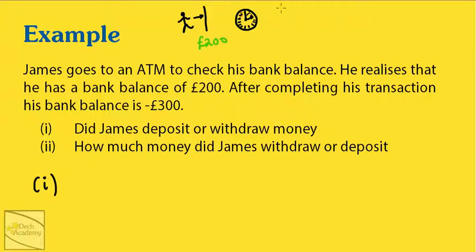And then his balance changes to, so he's done with this transaction, his balance is now minus £300. So what took place between this moment in time and this moment in time that caused the bank balance to change from £200 to minus £300? Clearly he withdrew money because his bank balance has reduced. It has gone from plus £200 to minus £300. So he definitely withdrew money. He took money out of his account.